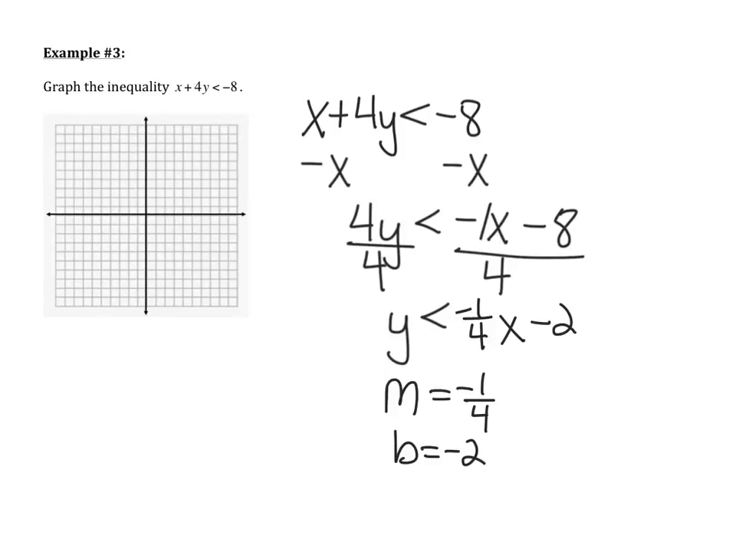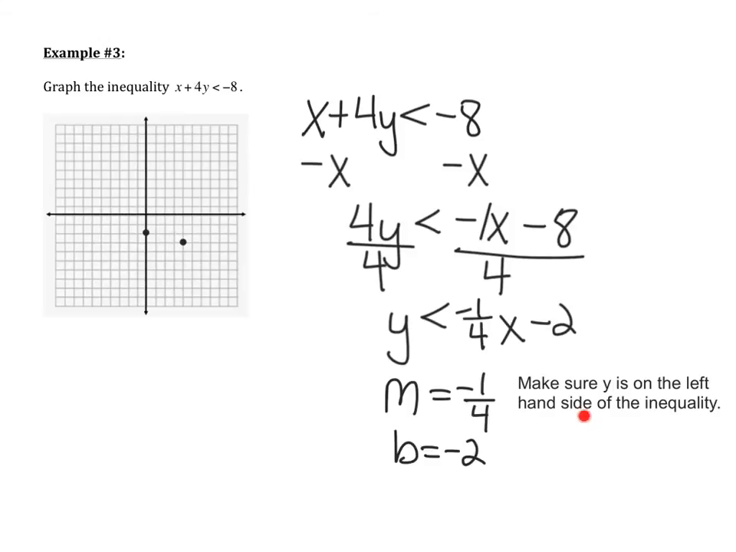Just like always, I will graph the y-intercept first and then use rise over run to plot the other point. So I'm going to go down to negative 2 first and then down 1/4 to get the points of my graph. But again, before I draw my line, I need to look at my inequality symbol, the one I got once I got y by itself. And again, y has to be on the left-hand side. Make sure I write that down: make sure y is on the left-hand side of the inequality.